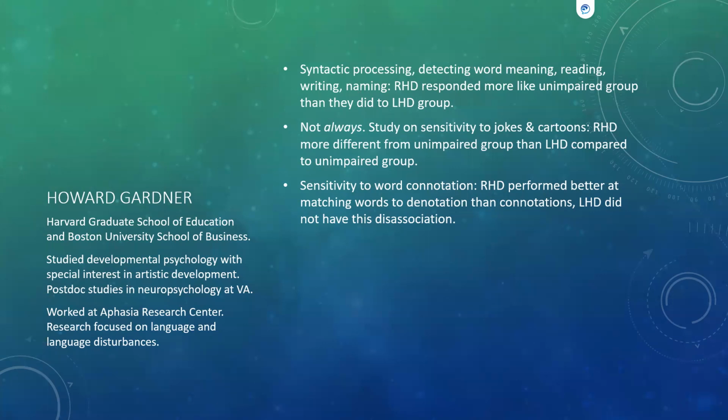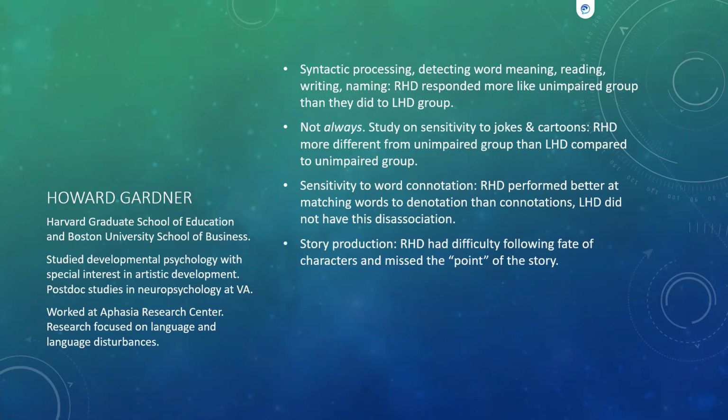So when he looked at denotation and connotation, the right hemisphere group performed better at matching words to denotation than connotations. The left hemisphere group, he didn't see any significant difference. So again, that aligns really with what we've been talking about. Someone with right hemisphere brain damage might have a pretty easy time matching a word to its more literal meaning, but not really to the abstract concept or connotation of what that word is.